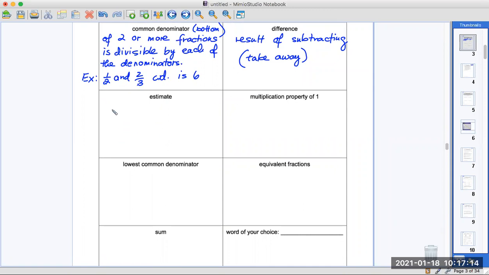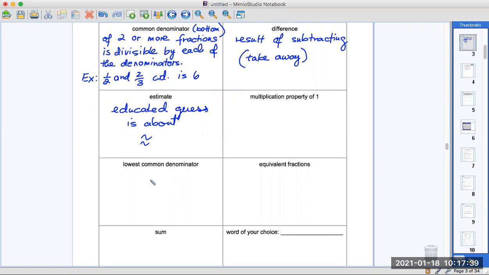Estimating is an educated guess. An educated guess is something you have a clue about. It's not like you are totally clueless. You have a little idea. That's called an educated guess. Sometimes we say about. It's about is an estimate, and the symbol is these 2 squiggly marks.